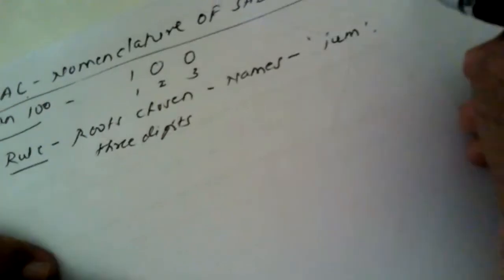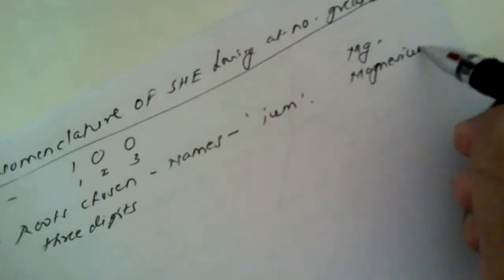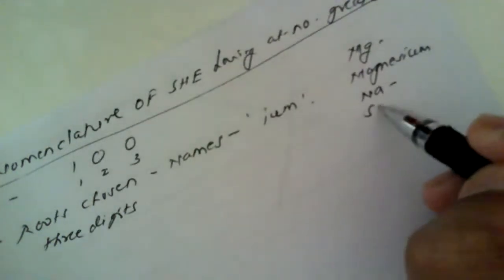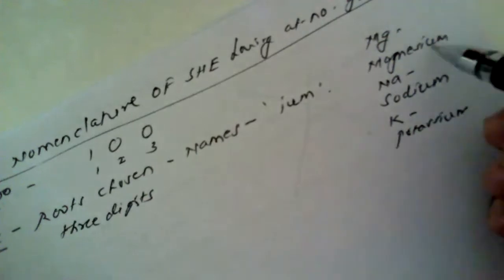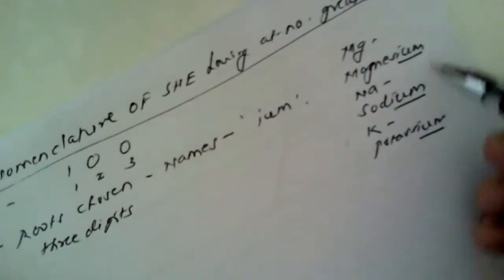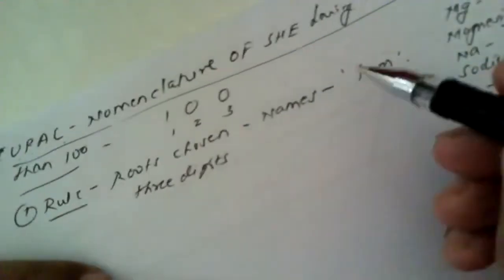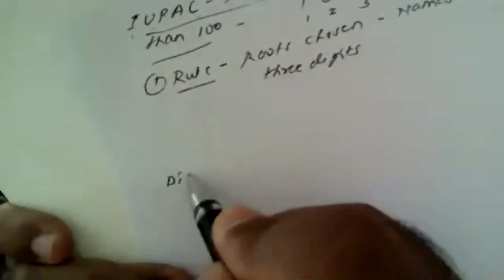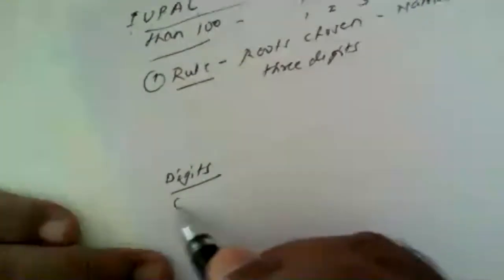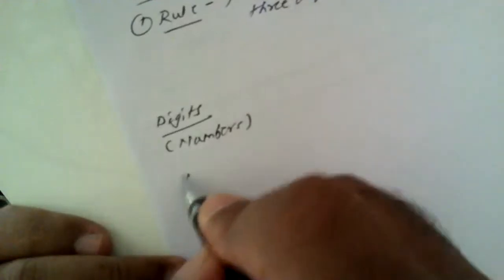For example, if it is Mg, we write the name as magnesium; if it is Na, we write sodium; if it is K, we write potassium. Everywhere we find that these names end with IUM. Similarly, when the roots are chosen, we have to give names for these roots, and these names should end with IUM. How can we give the names for the numbers? Write this in your notebook; it will be easy for understanding.